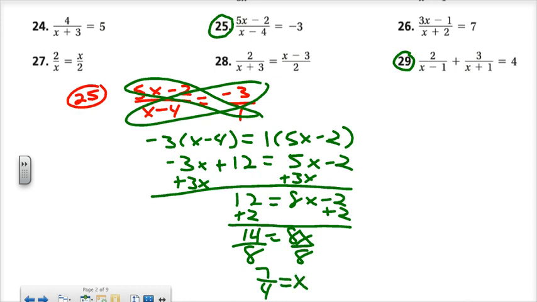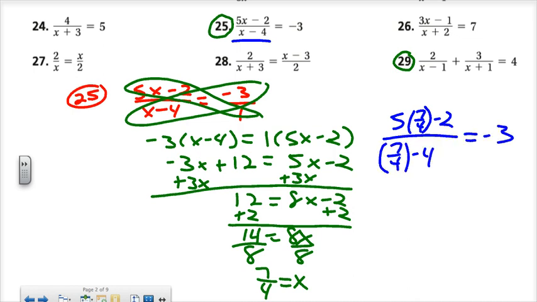And then we need to check our answer. Make sure that it's going to work. That's absolutely what we want to see happen. And the first thing we check is, should that have been something that was restricted from our domain? 4 would have been our restriction here, so 7/4 is perfectly fine there. So we're saying that 5 times 7/4 minus 2 over 7/4 minus 4 should equal -3.